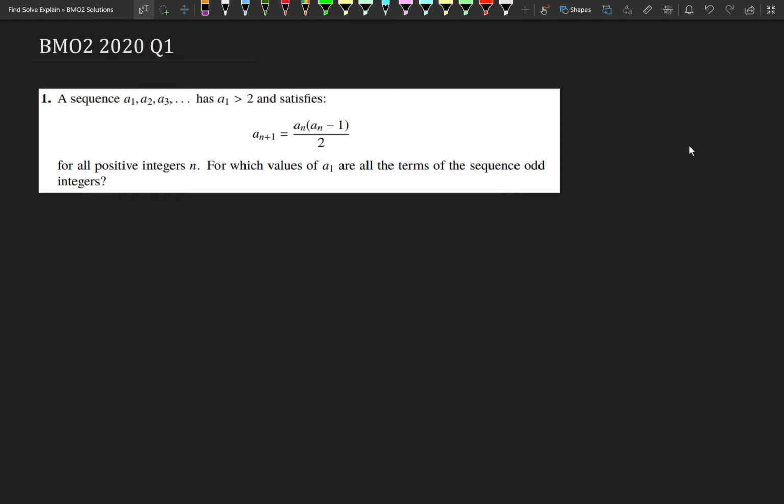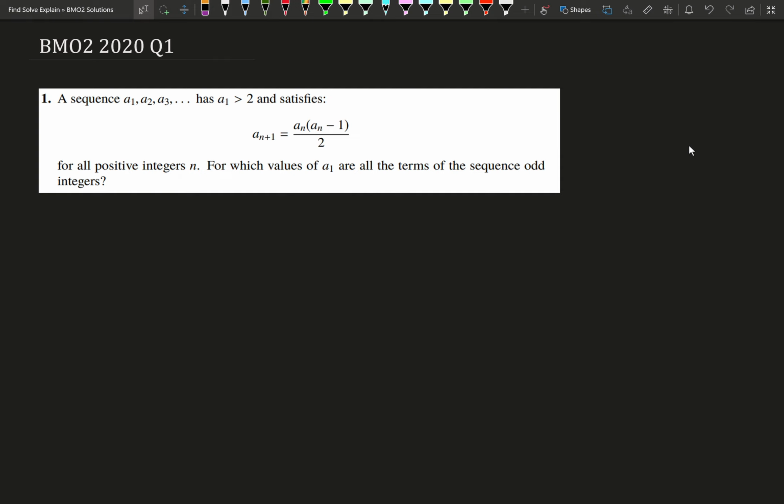Today we're going to be doing the first question from the 2022 BMO2 paper. The question goes: a sequence A1, A2, A3, all the way on to infinity, has A1 greater than 2 and satisfies A(n+1) equals An times (An minus 1) all over 2 for all positive integers n. For which values of A1 are all the terms of the sequence odd integers?